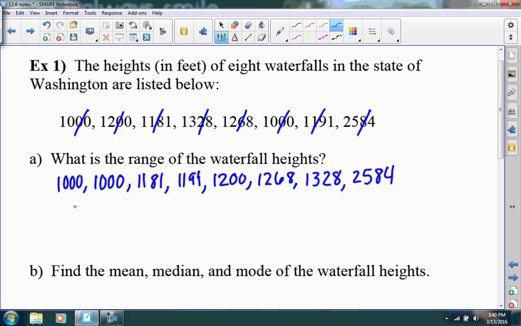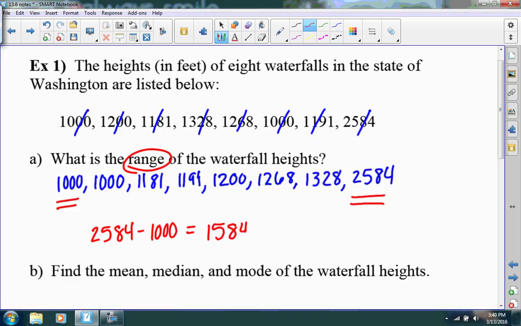So now I have all my numbers in increasing order, so I can tell what my biggest number is. That's the 2,584. And my smallest number is the 1,000. To find the range, I'm just going to subtract those two. So 2,584 minus 1,000. You shouldn't need a calculator for that. You should be able to do that in your head. 1,584. So that's how many feet there are between the smallest of the waterfalls and the biggest waterfall.